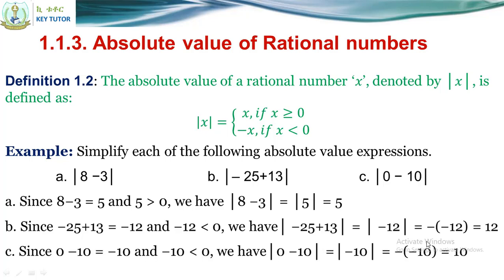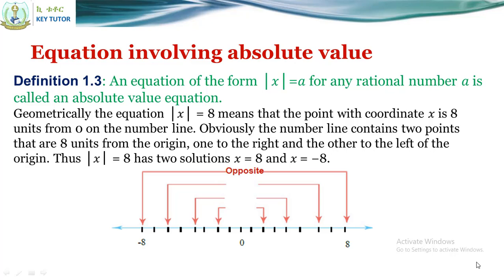And the last thing is the case of the absolute value of 0 minus 10. The difference, 0 minus 10, is negative 10. Negative 10 is less than 0, so we use the second part of the definition of absolute value. We have the absolute value of 0 minus 10 is the absolute value of negative 10. As negative 10 is less than 0, you take the negative of negative 10, which makes it positive 10. Now let's continue concerning equations involving absolute values.